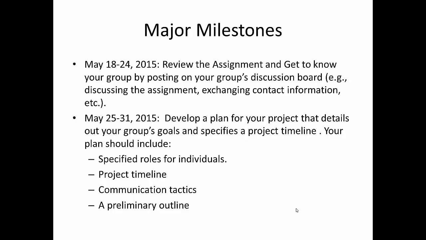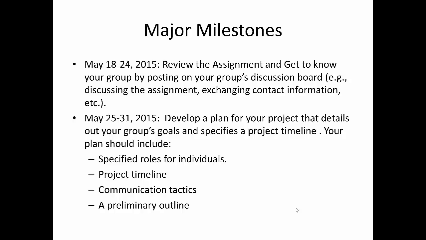Now, if you look on the assignments section of Blackboard for this assignment, or if you look in your file exchange and look at this assignment, you will see that I have a basic timeline for how you should be approaching this project. Last week you were supposed to review the assignment and get to know your group members in your group's discussion board. This week you should be developing a plan for your project with your group.